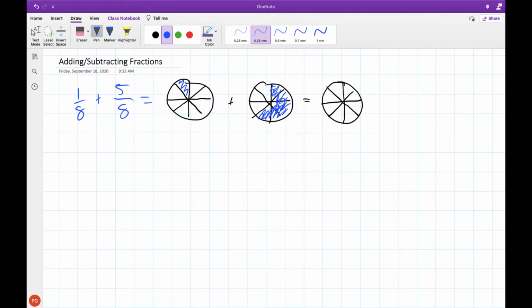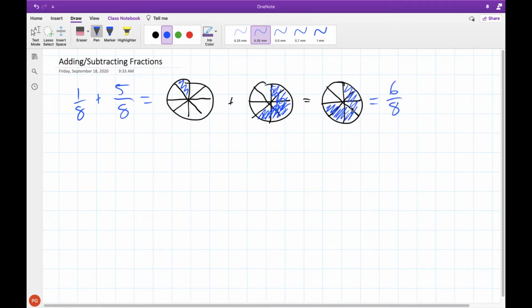For our first, we have one piece shaded in out of 8. Here we have 5 pieces shaded in out of 8. So we can add the pieces together and we would get a total of 6. And 6 pieces out of 8 pieces is the same as 6 over 8.